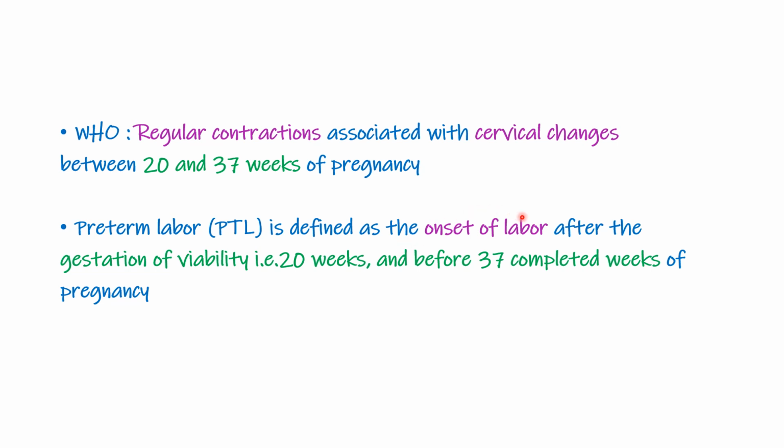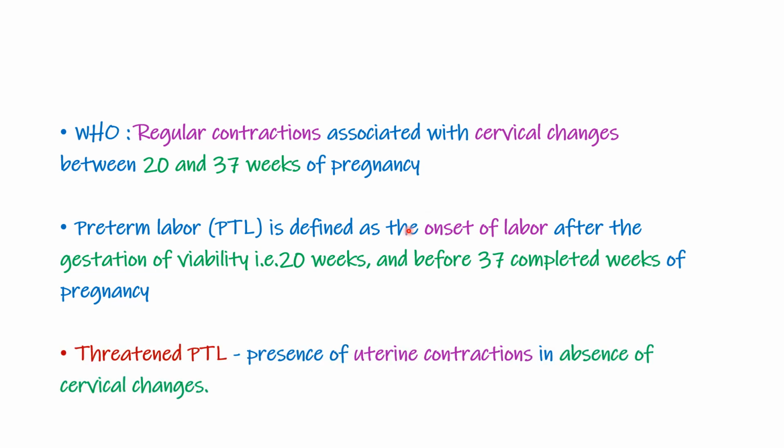And for this onset of labor, what must be present? Regular contractions and cervical changes must be present. And what is the duration at which preterm labor occurs? 20 to 37 weeks. So threatened preterm labor is defined by the presence of uterine contractions, however, in the absence of cervical changes. So we don't have cervical effacement or cervical dilatation. If we don't have that, but we have uterine contractions, then we define that as threatened preterm labor.